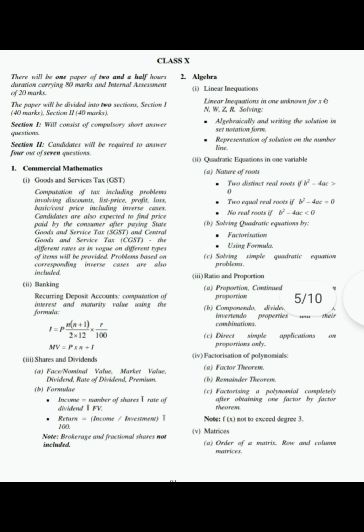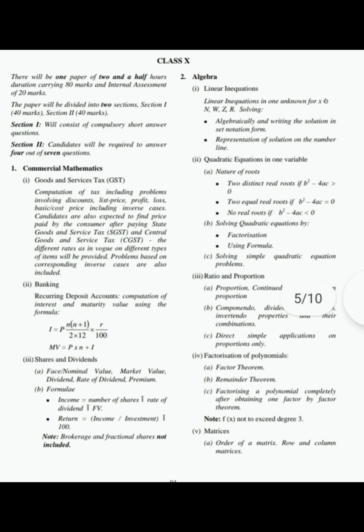And the second chapter, banking, recurring deposit account. In this chapter you have to study computation of interest and maturity value using the formula I is equal to P into n into (n plus 1) divided by (2 into 12) into R by 100, and MV is equal to P into n plus I. You have to study these topics in the chapter banking.